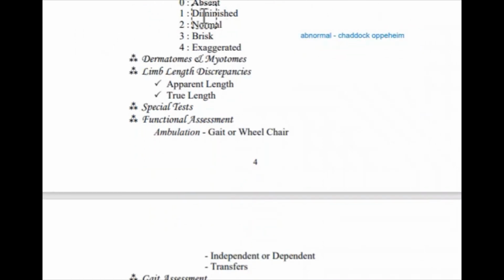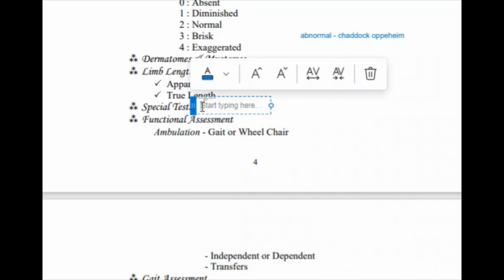Then grading is there. You need to mention which grade it is. Zero means absent, one is diminished, two is normal, three is brisk, and four is exaggerated. Then dermatomes and myotomes should be mentioned, and the next is limb length and leg discrepancies. Apparent length should be recorded and the true length should be recorded. Then coming to the special tests, they need to be mentioned as per the affected joint.